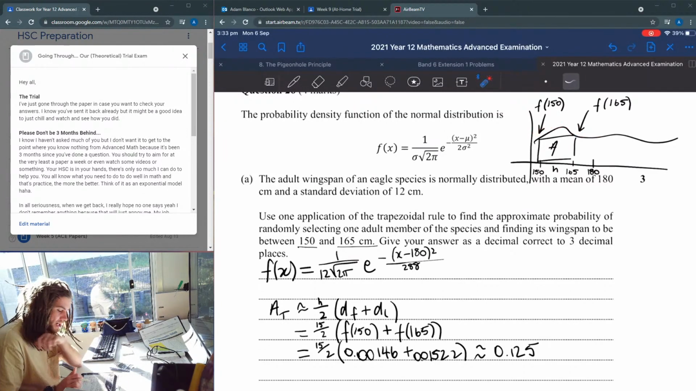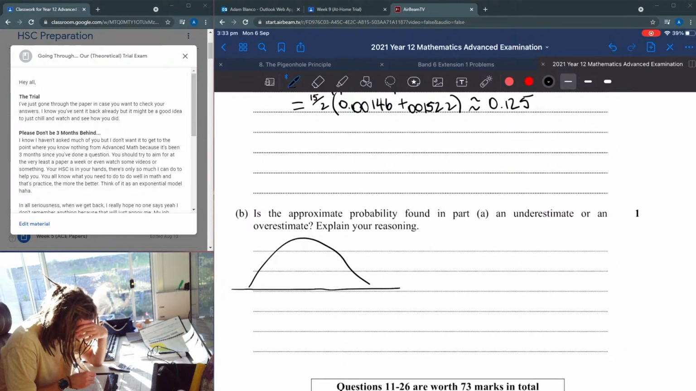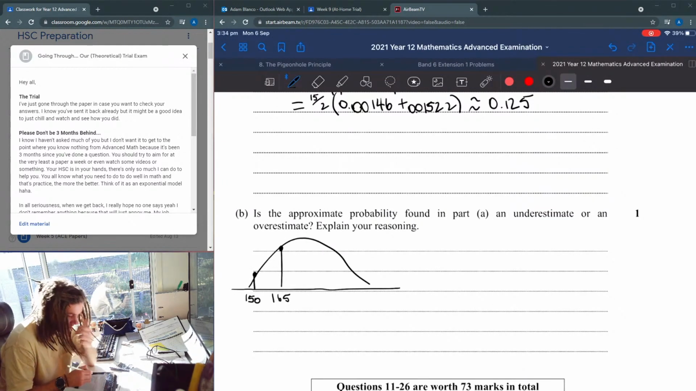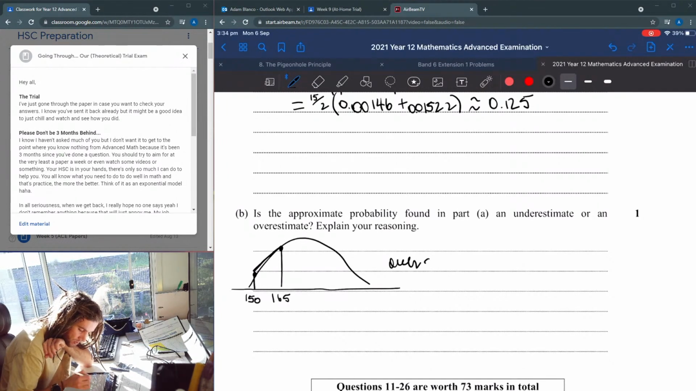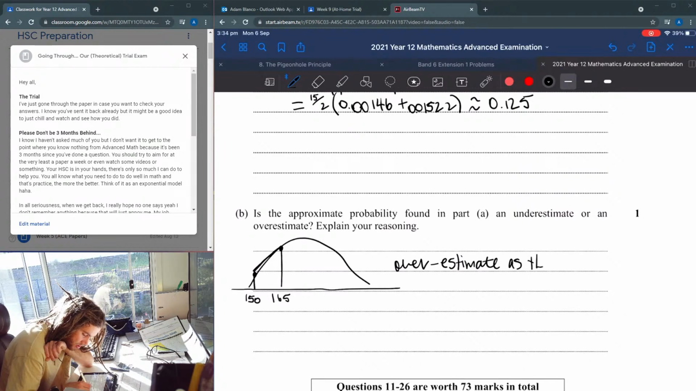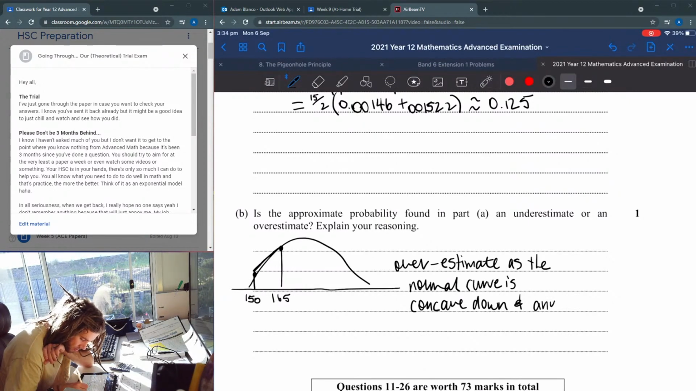My picture's a little bit misleading here, but if you think about this, it's a normal distribution. So the graph of a normal distribution looks like that. So if I'm looking at these 2 points, which is 150 and 165, and then I try and draw a trapezium on it, it's going to go over it. So it's an overestimate, as the normal curve is concave down.